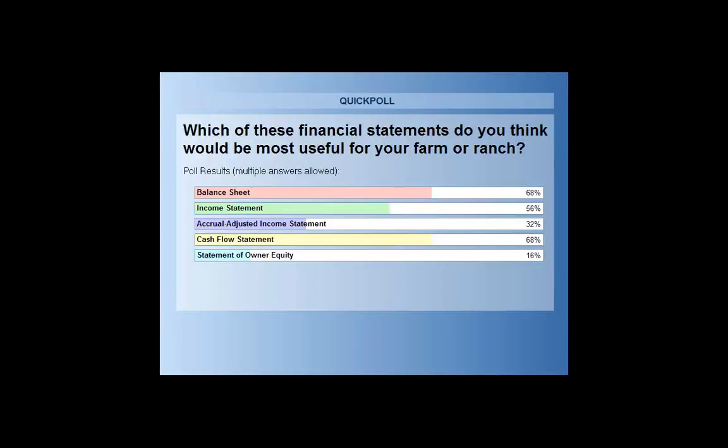Yeah, and actually I would give a little more weight to the accrual adjusted income statement, and I think if I had more time to discuss that, I may be able to convince a few more people to look at that. But other than that, I would expect that that's a good response, and I appreciate all your thinking about that particular question.